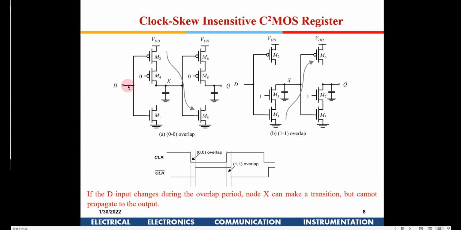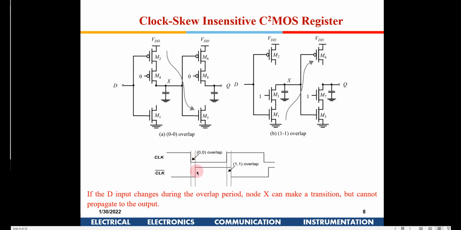Suppose, let's assume, before the clock is high, this node is charged to 0, and this is charged to 1. That could be the condition. When the clock is going low out here, the clock bar is also going high after a certain jitter. So in a normal operation, what would happen?